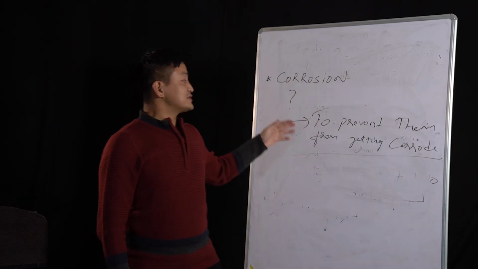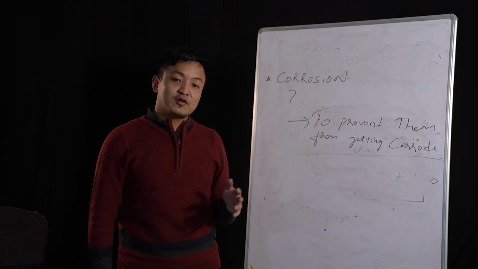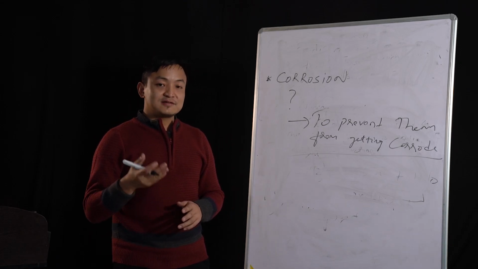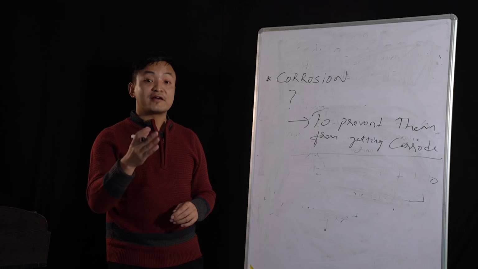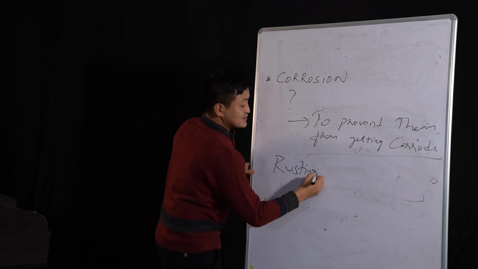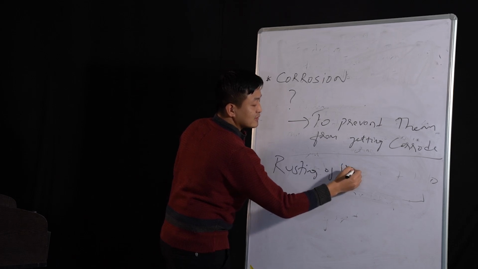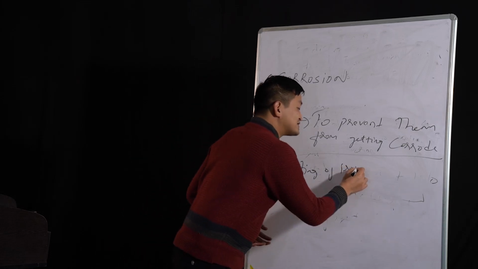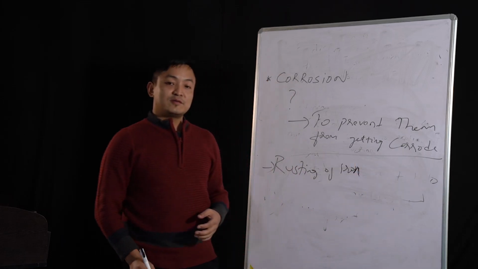Clear? The answer is to prevent them from getting corroded. And in case of metal, we can say that that is rusting of iron. In case of iron, we can say this, rusting of iron.